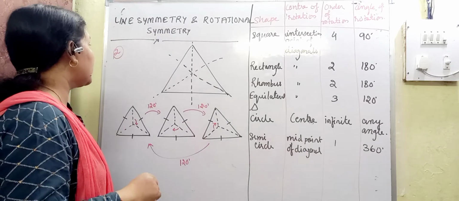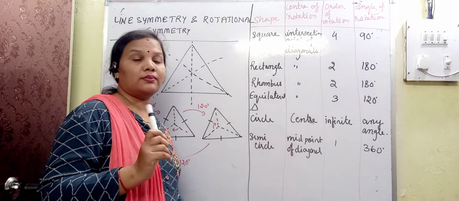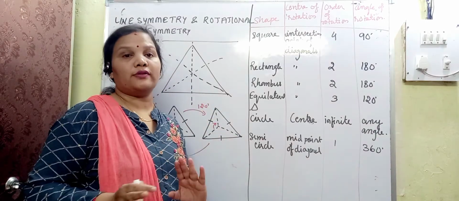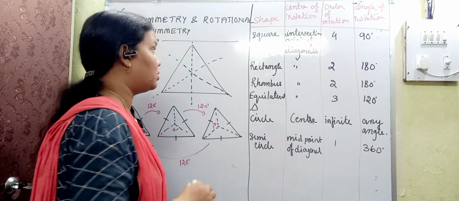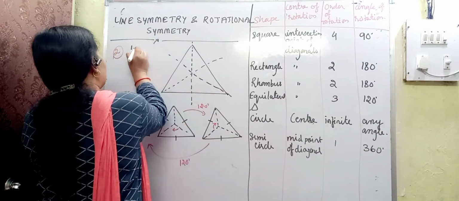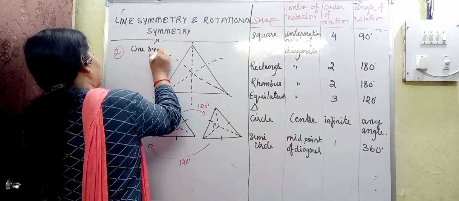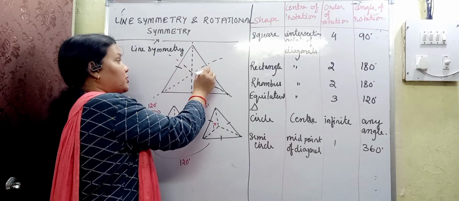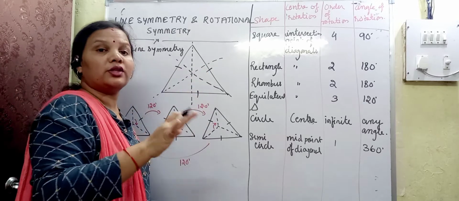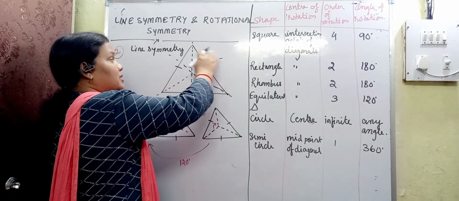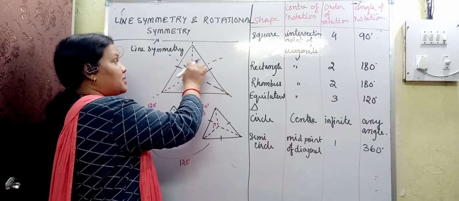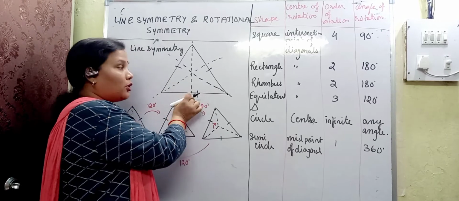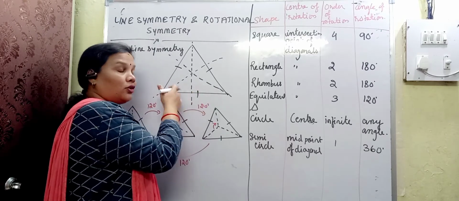Here I have taken an equilateral triangle, because an equilateral triangle shows both kinds of symmetries, line and rotational. First I am going to explain line symmetry. For an equilateral triangle, where all three sides are equal, it shows line symmetry. A line passes through a vertex and bisects the midpoint of the other side.